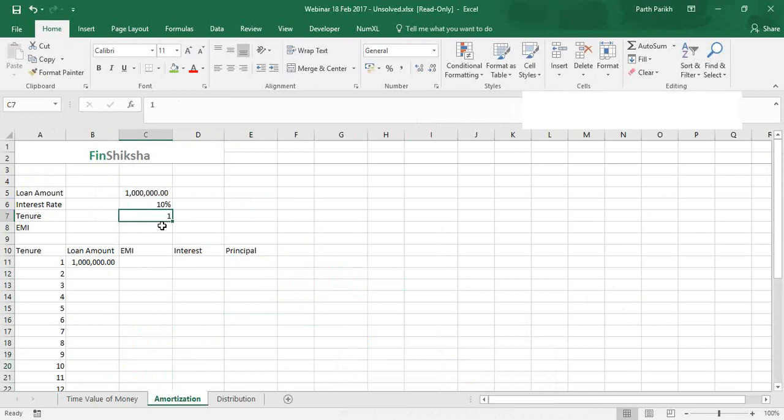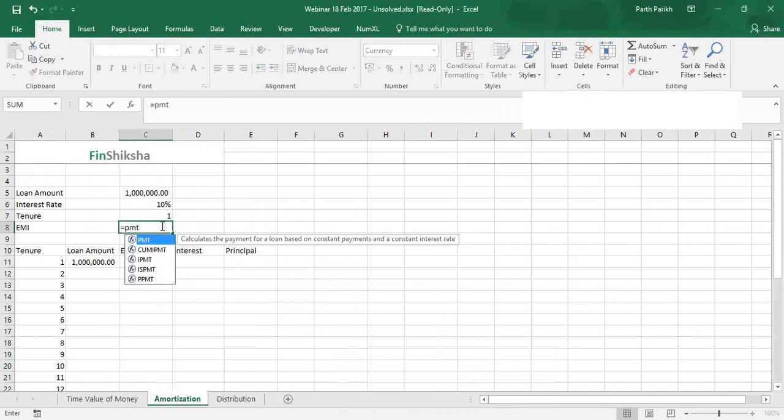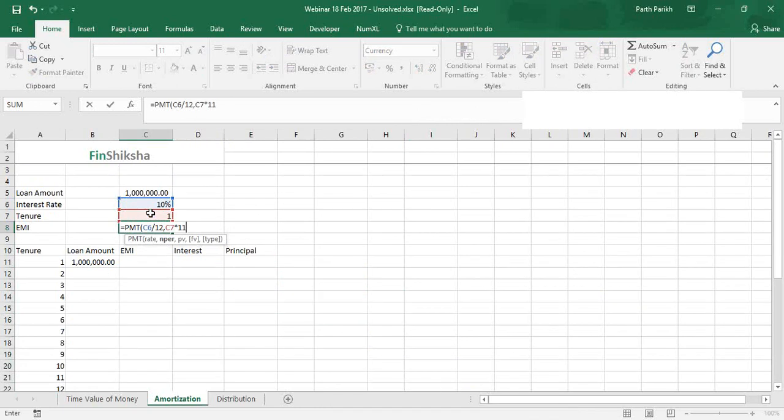Okay, so there's a formula called PMT, which is exactly opposite to FV, or rather a couple of options which were part of FV are now part of PMT as well. The first thing is my rate, which is 10%. Since EMI is a monthly installment, I will convert this rate into monthly by dividing by 12. Tenure is 1 year, so I will convert this into months as well by multiplying by 12.